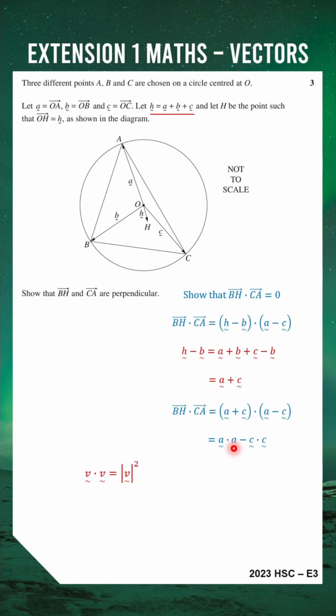So we're going to write A dot A as the magnitude of A squared and C dot C as magnitude C squared. Okay, cool thing about this is that A and C are both radii of the same circle, which means they inherently must have the same length. So this number squared is the same thing as this number squared. So when we subtract them, we get 0 because they are equal radius lengths.